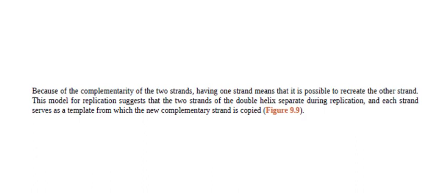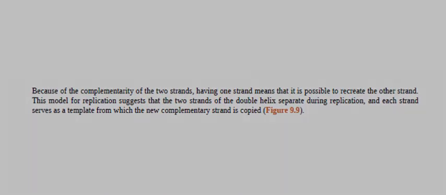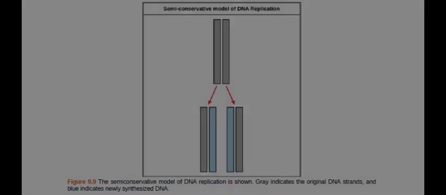Because of the complementarity of the two strands, having one strand means that it is possible to recreate the other strand. This model of replication suggests that the two strands of the double helix separate during replication, and each strand serves as a template from which the new complementary strand is copied. Figure 9.9. The semi-conservative model of DNA replication is shown. Gray indicates the original DNA strands, and blue indicates newly synthesized DNA.